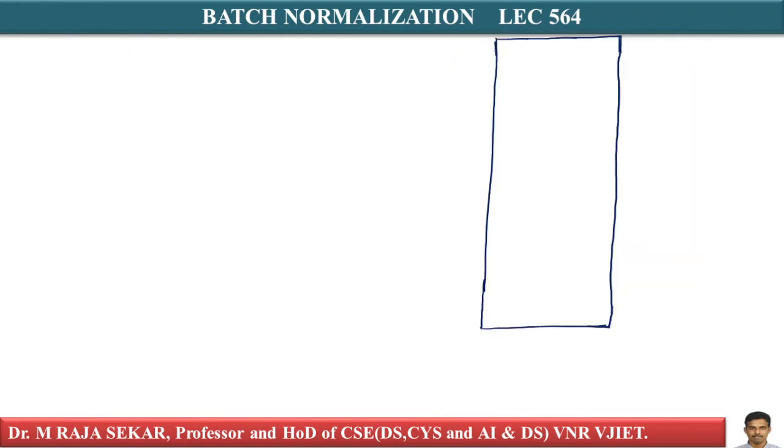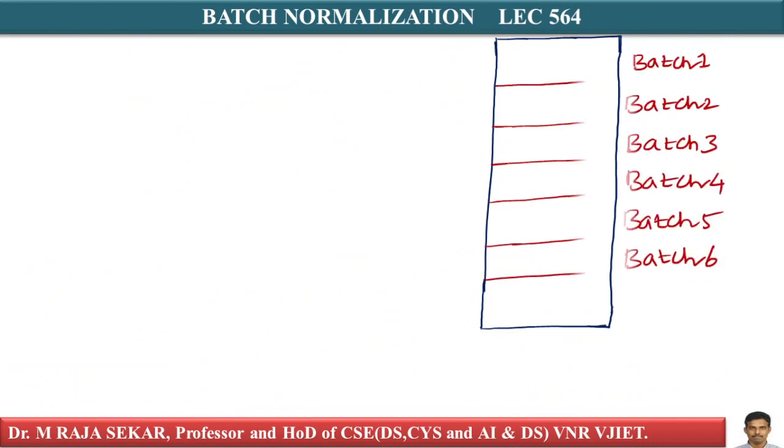Let's assume this is my total dataset and I am breaking it into batches, batch 1 to batch 7. In the first iteration, I will send batch 1. In the second iteration, I will send batch 2. In the third iteration, batch 3, and so on. In iteration 7, I will send batch 7. That finishes the whole epoch. Again, I repeat iteration 1, iteration 2, and so on and so forth.